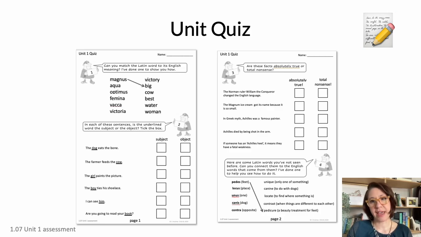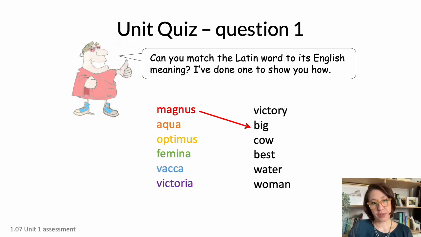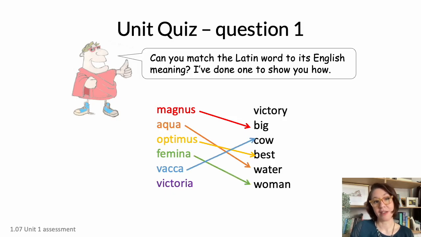Each unit quiz attempts to assess vocabulary recall, understanding of grammar concepts, plus decoding novel English words using Latin roots. After the students have done the quiz, the lesson slide deck then contains all of the answers for in-class review and marking. So let's see what you can remember. Magnus we know means big. Aqua, water. Optimus, best. Femina, woman. Vacca, cow. And Victoria, victory.